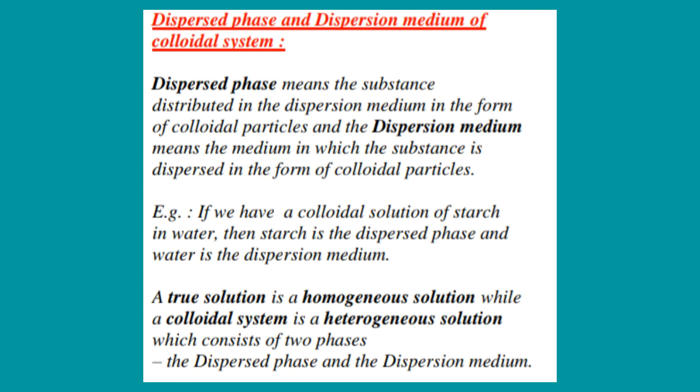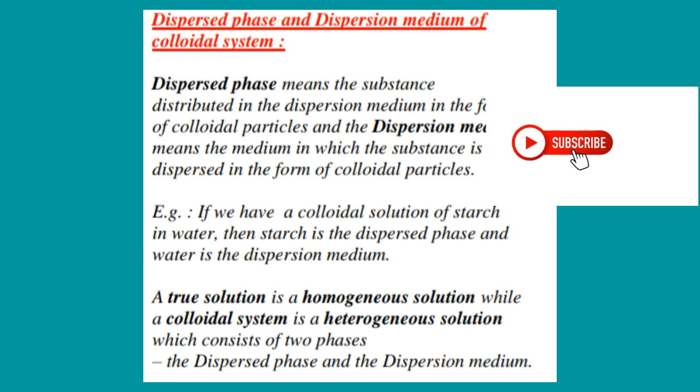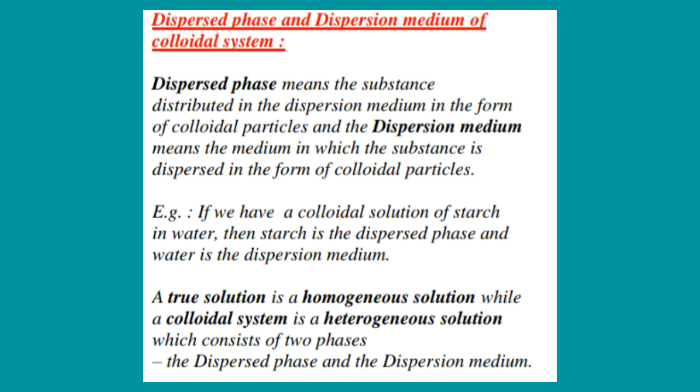If we have a colloidal solution of starch in water, starch distributed in water is a colloidal system, a colloidal solution. In this colloidal system, starch is the dispersed phase and water is the dispersion medium, because starch particles are distributed or dispersed in the water medium. Clear? A colloidal system is a heterogeneous solution because dispersed phase and dispersion medium do not mix uniformly. But a true solution is a homogeneous solution because in a true solution, solute and solvent are mixed uniformly.